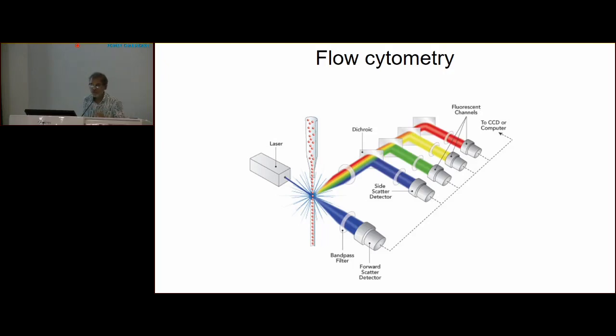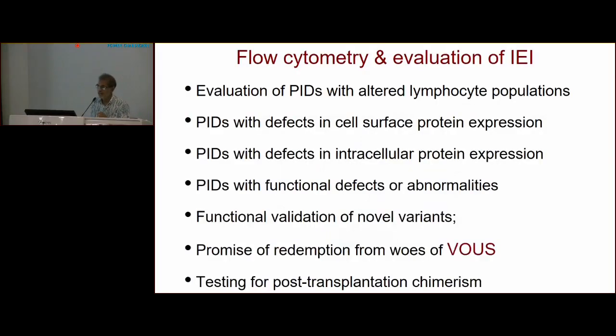So what is the use of flow cytometry in the evaluation of IEIs or PID? It could evaluate altered lymphocyte populations. It can detect defects in cell surface protein expression and intracellular protein expression. You could detect even functional defects with flow cytometry. It can be used for functional validation of novel variants.